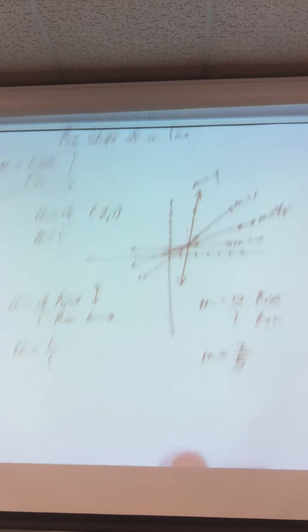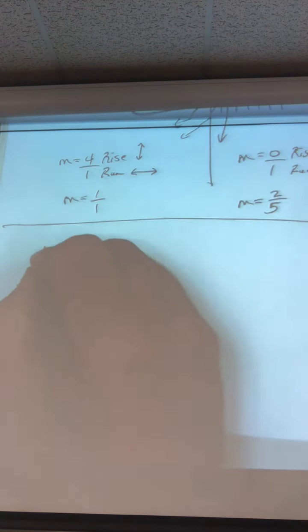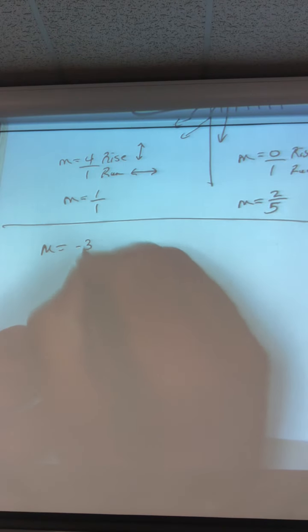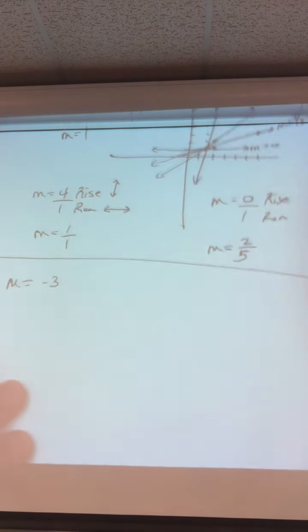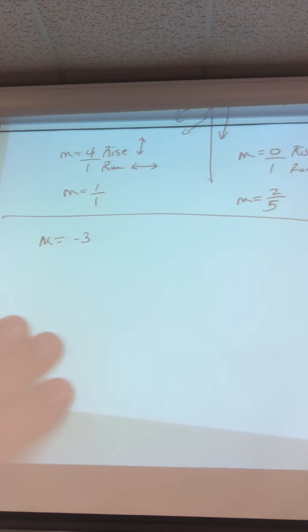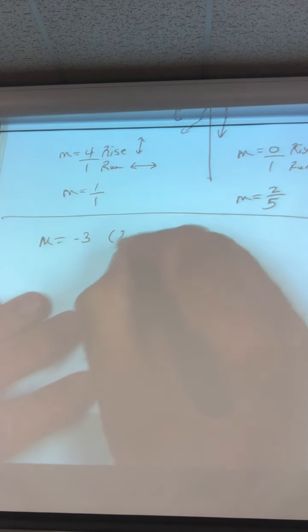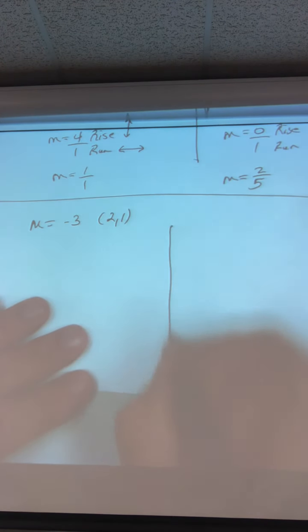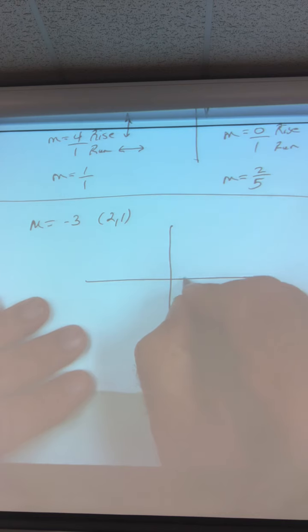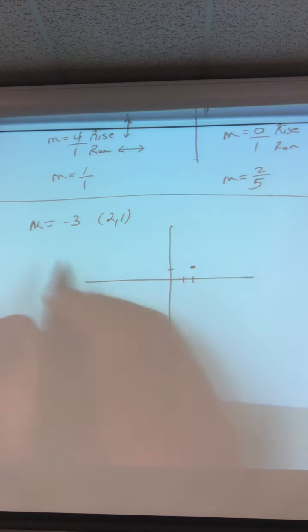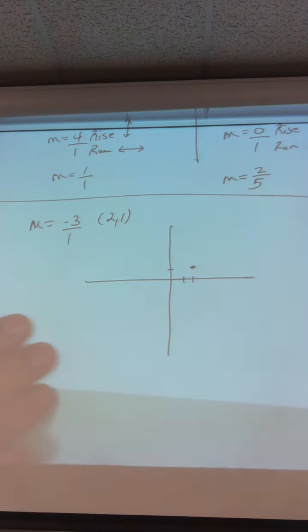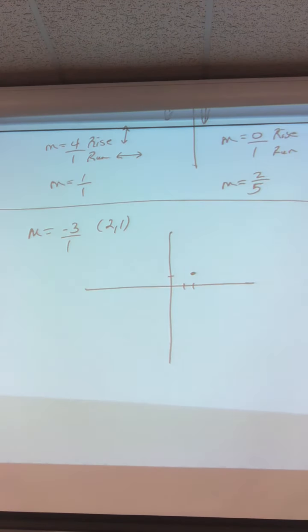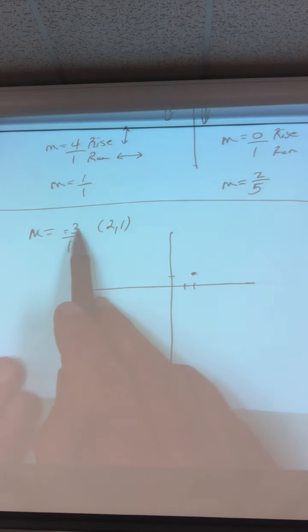Now, let me start a new graph. So suppose a line had a slope of, say, -3. And just for convenience's sake, let's use the same starting point. So what this would mean is, there's my starting point. If slope is -3, that's -3 over 1. So what that would mean is rise would be down 3.